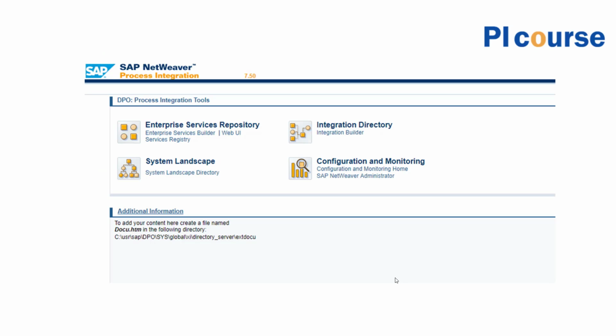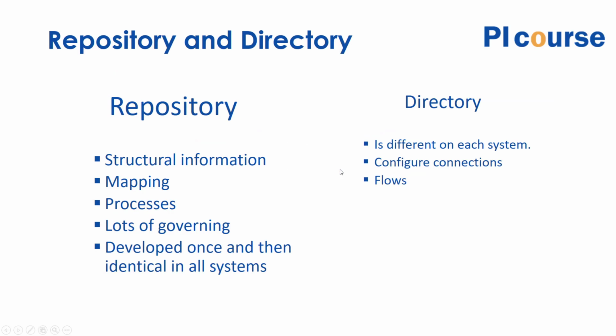So this is the start screen that you then have, showing the different tools. Here we have the Enterprise Services Repository. Here we have the SLD access. Here we have the directory. And then we have the configuration part here. In the repository, we have structural information. So this is information about what the message should look like. So this is XSD, WSDL descriptions about what's going on. We have mappings about how to transform these documents, either graphical, XSLT, or Java mappings.